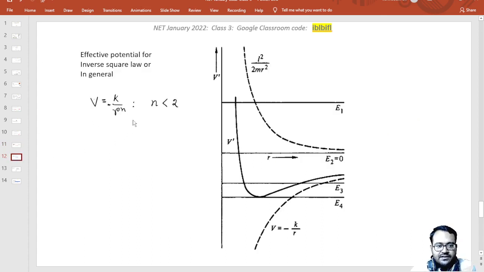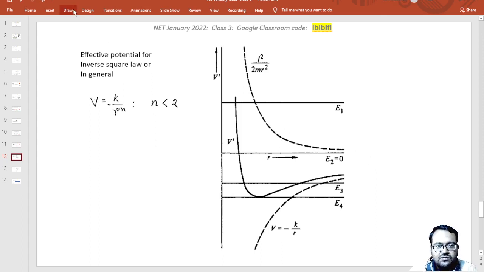Now we'll discuss something of effective potential, some geometrical structure of effective potential. Then we'll stop today's class. Today's class will be a little bit small, as I have some engagements also. I may show you some problems also. Let's see. We have, say, this is a general structure of an effective potential.